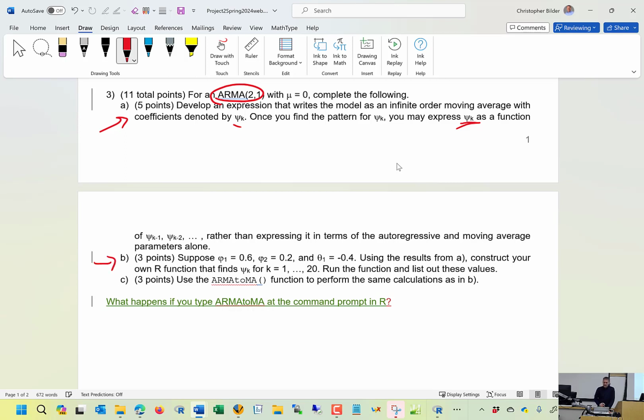Then part B. Well, let's put some numerical values in there. So I have a phi 1, a phi 2 because p is equal to 2. I have a theta 1 because q is equal to 1. Construct your own R function that does the actual numerical calculation using what you have found in A. So essentially for any phi 1, for any phi 2, any theta 1, this function is going to work. But I want you to actually run it with this phi 1, phi 2, and theta 1. It's going to calculate all these psis.